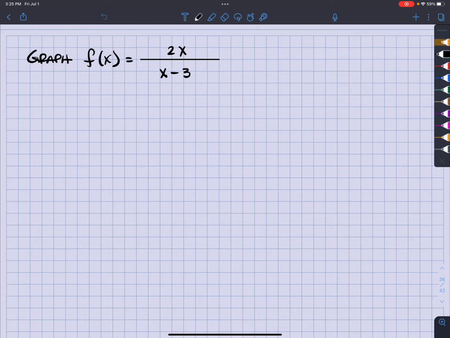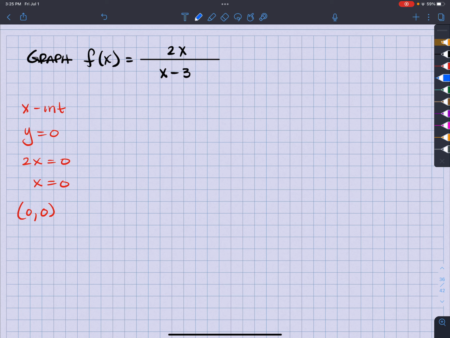All right, so here I need to graph this rational function 2x over x minus 3. A couple of things I need to find, right? Number one, the x-intercept. Well, for the x-intercept, I know that y is equal to 0. So if y is equal to 0, the only time this fraction can be 0 is if the 2x is equal to 0, so x is equal to 0. So this tells me I have the point (0, 0) as my x-intercept.